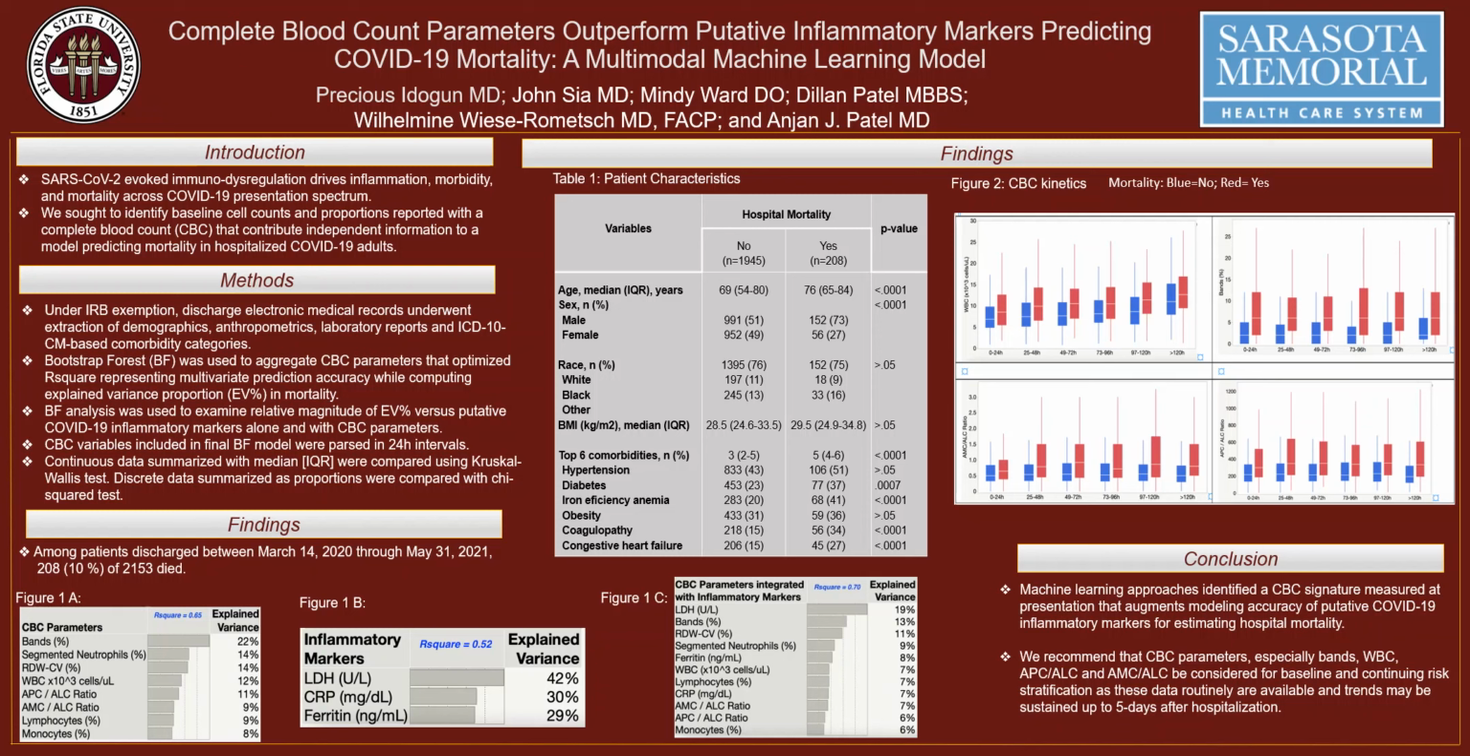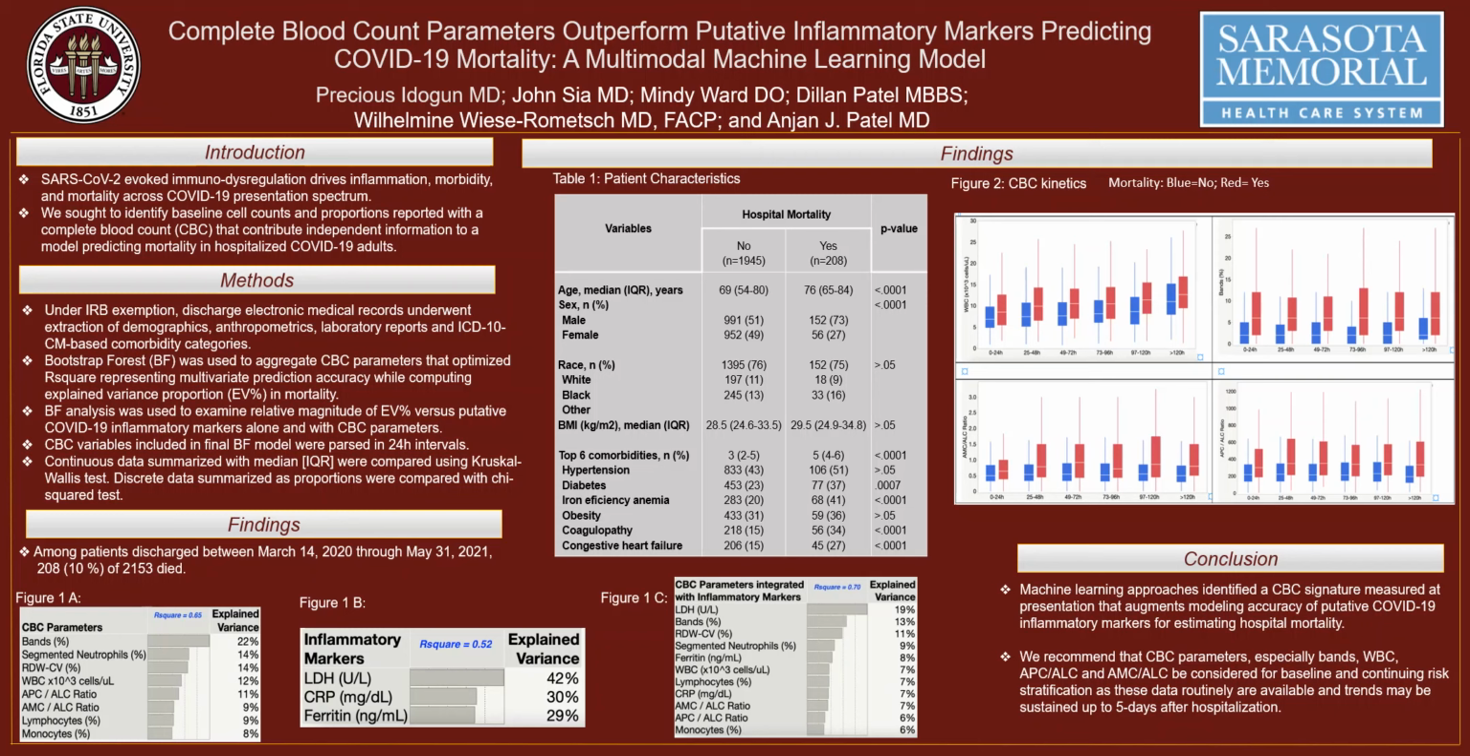In this study, we essentially tried to determine if normal CBC parameters, which are measured very often during a typical hospital stay, would help to contribute independent information to a model predicting mortality in hospitalized patients with laboratory-confirmed COVID-19 infection. Such a model may then complement or improve presentation risk stratification that's normally informed by putative inflammatory markers.